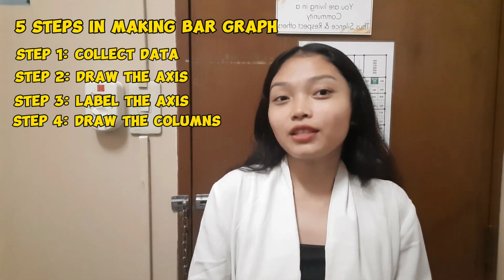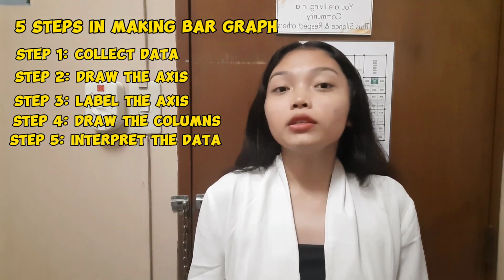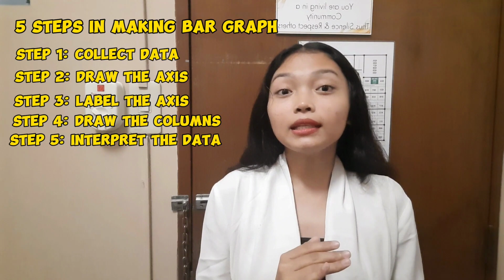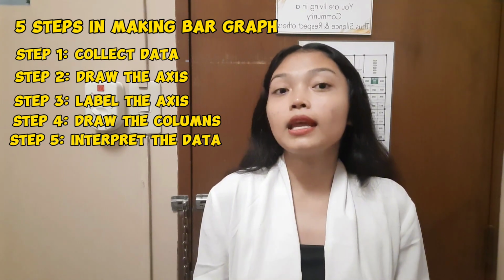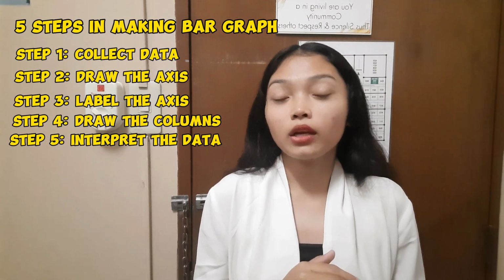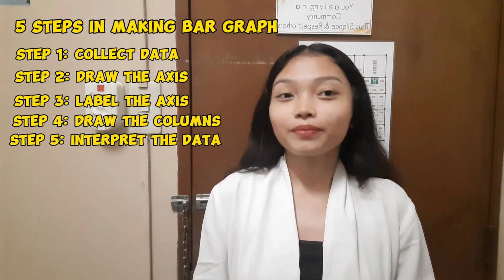And the last step is to interpret the data. Once the bar graph is complete, we can interpret it and find out the most and the least preferred choices. We can also identify the outliers. And that's all.